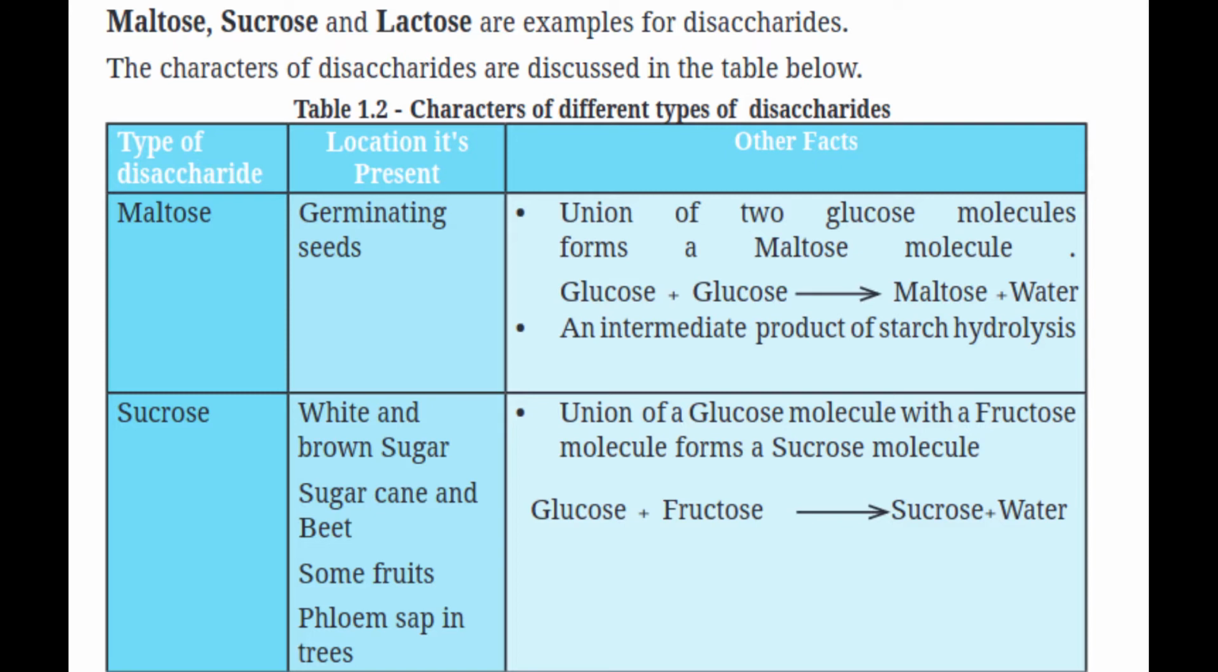Sucrose: white and brown sugar, sugarcane and beet, some fruits, phloem sap in trees. Union of a glucose molecule with a fructose molecule forms a sucrose molecule. Glucose plus fructose gives sucrose plus water.